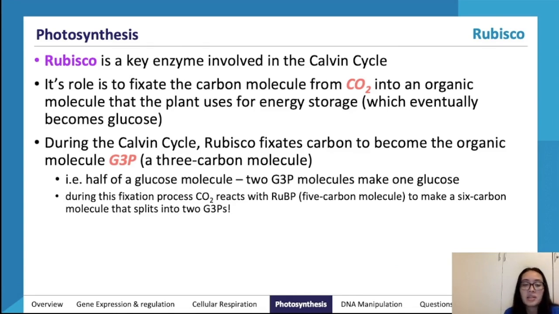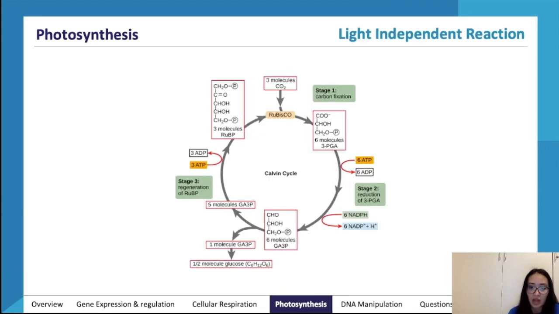the light. Okay, so there's a really important enzyme involved in photosynthesis in the carbon cycle, which is a stage of photosynthesis. So its role is to fixate the carbon molecule from carbon dioxide into an organic molecule that the plant uses for energy storage. So during the carbon cycle, Rubisco fixates carbon to become the organic molecule G3P, which is a 3-carbon molecule, or half of a glucose molecule. So 2 G3P altogether combine to make a singular glucose. And during this fixation process, carbon dioxide will actually react with this 5-carbon molecule called RuBP to make a 6-carbon molecule that splits into 2 G3Ps. Kind of a complex process.